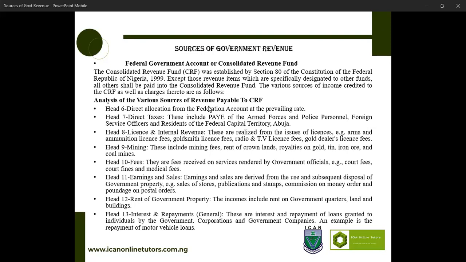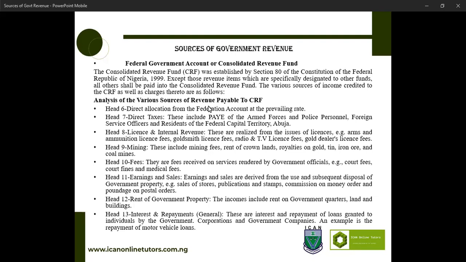We have at 12, rent of government property. So the incomes include rent on government quarters, land, and buildings. So the state government can rent the government quarters. Federal government and local government can rent the government quarters. Individuals or the private sector can also rent the government properties for their use. So any of these rents, the revenue that will be received will be going to the federal government accounts. And we have at 13, interest and repayments, general.